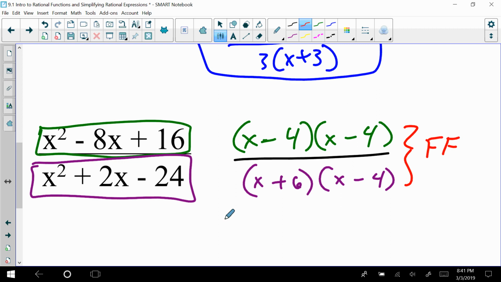So if it's factored form, I should take the time right now to find the excluded values. What can x not be? Well, negative 6 would make that a problem in the bottom. Or 4 would make it a problem.